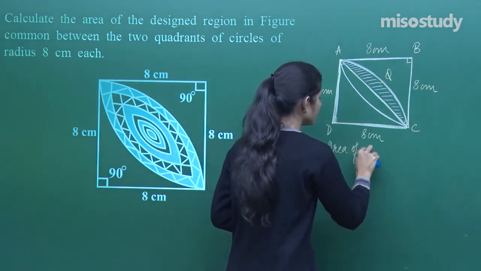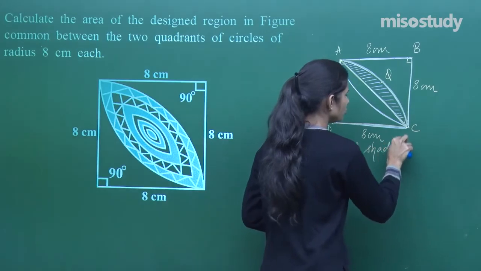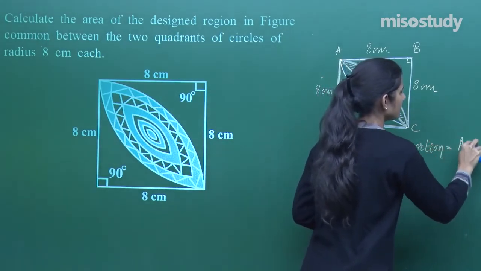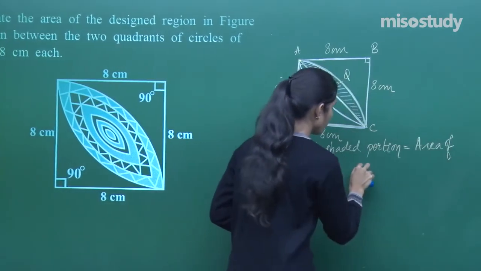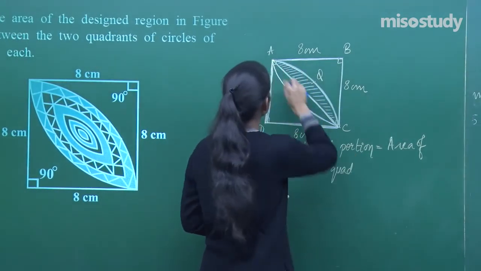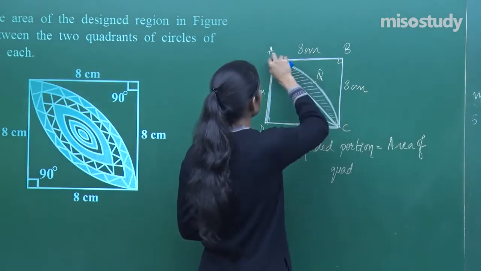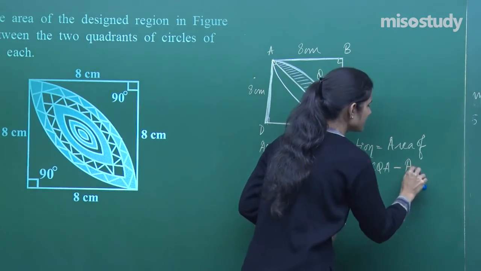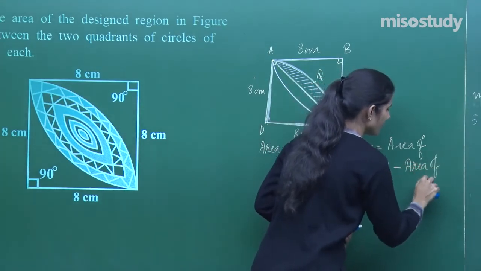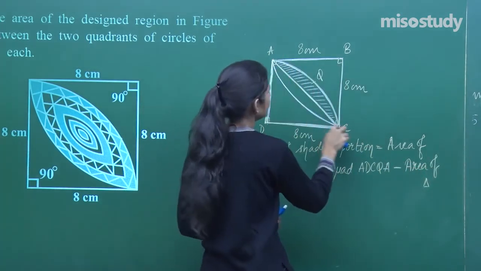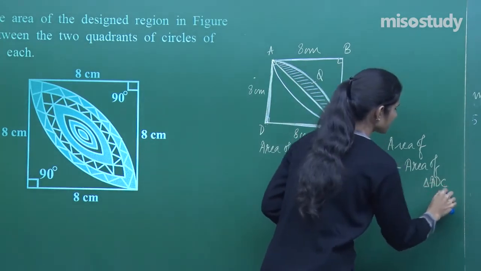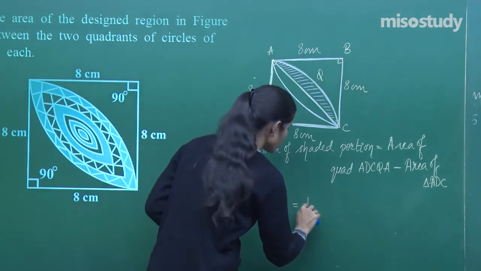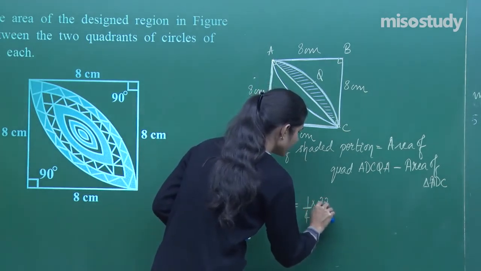Area of shaded portion is area of the quadrant ADCQA minus area of the triangle ADC. What is the area of the quadrant? 1/4 of pi r square. So 1/4 of pi r square.